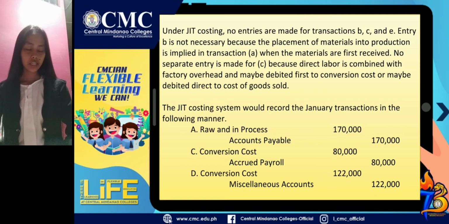Sa ating transaction E naman, pareho lang siya sa ating transaction B. Kaya po walang entry yung transaction E natin kasi mayroon na pong factory overhead yung sinundan niyang transaction, which is yung transaction D. Nag-debit po tayo ng factory overhead sa ating transaction D, kaya po walang entry, or there is no entry needed in our transaction E under JIT costing.